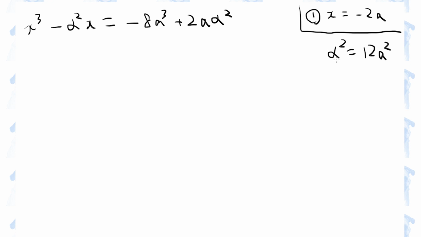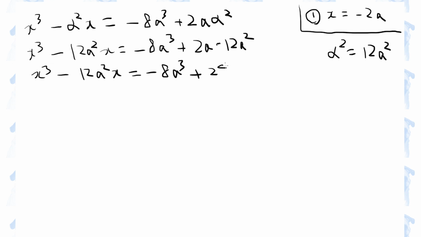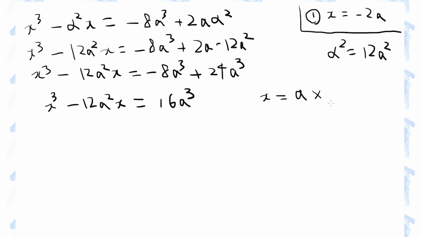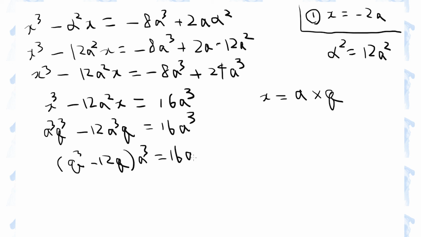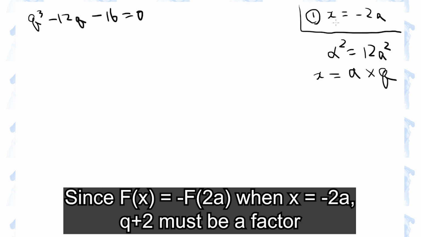And let's substitute this value of alpha squared into this equation. In order for the left-hand side of this equation to be equal to the right-hand side, x must be a times some constant, let's call it q. Now, q cubed minus 12q must be equal to 6. Now, since we know that x is equal to minus 2a, that is aq. Therefore, q is minus 2.